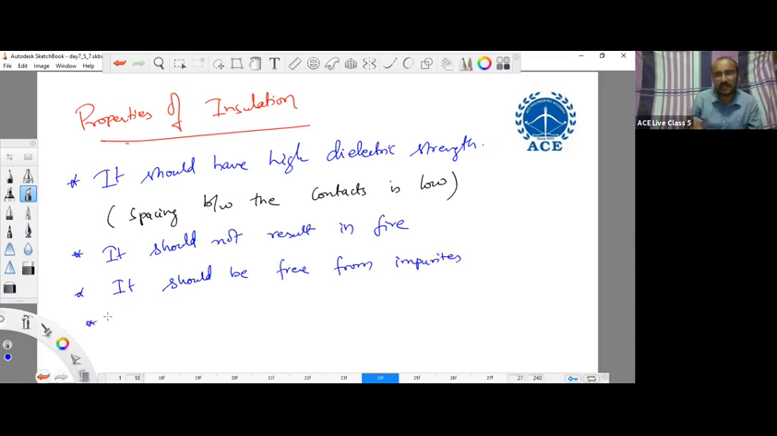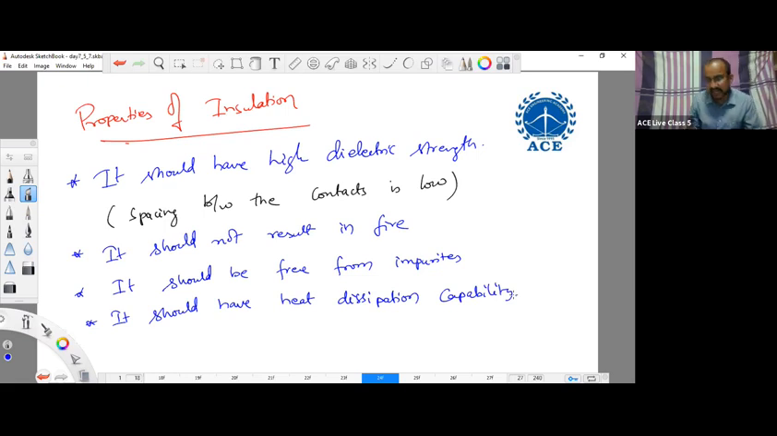It should have heat dissipation capability. Why should it have heat dissipation capability? Whenever the contacts are separated, there will be formation of an arc. That arc will result in heat generation in the insulation medium, so that heat must be properly dissipated.